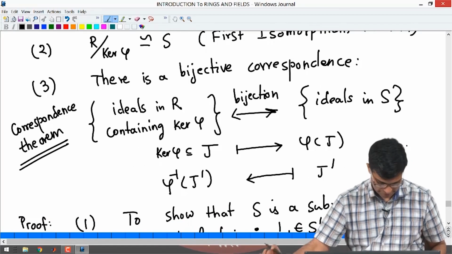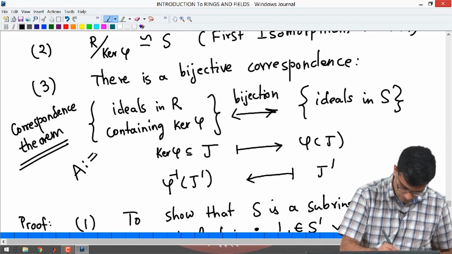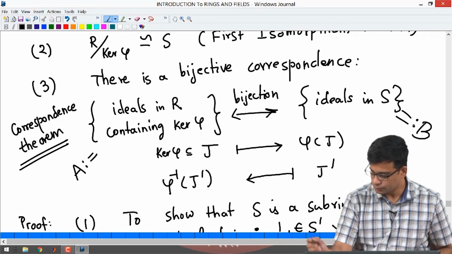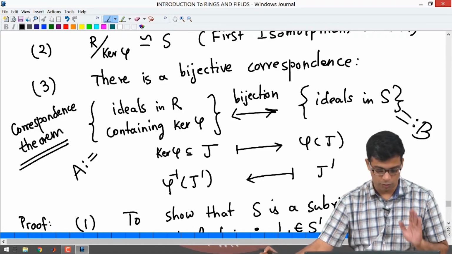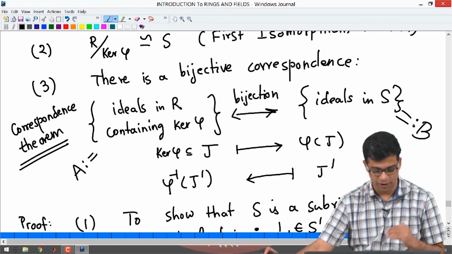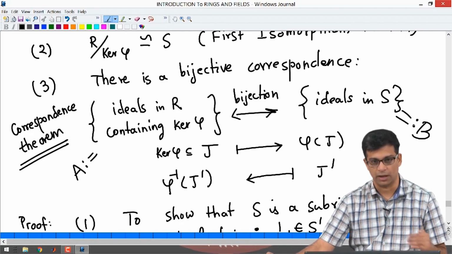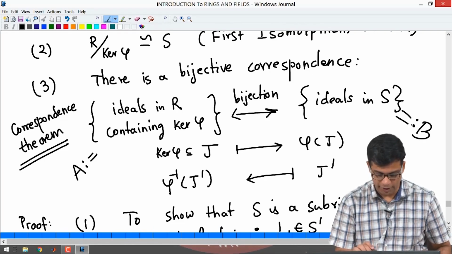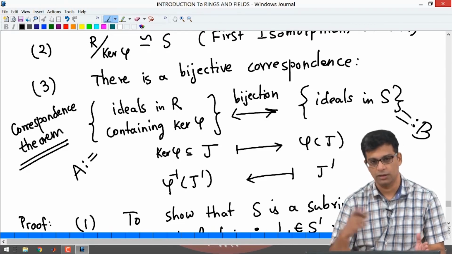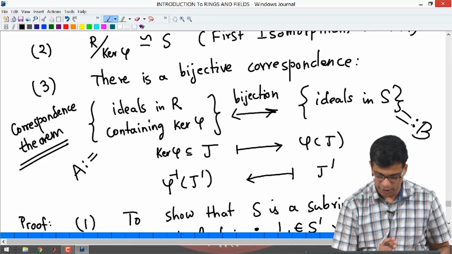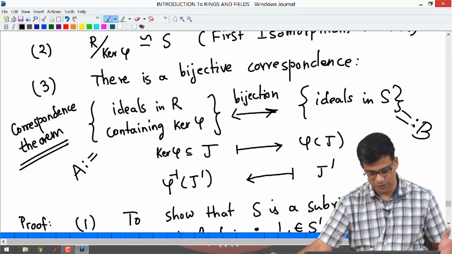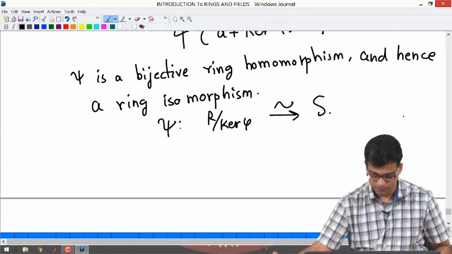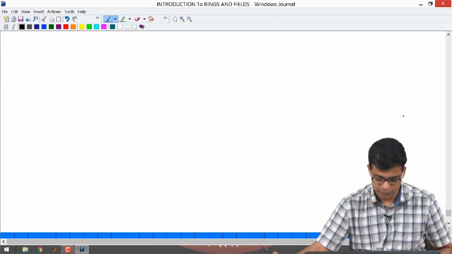So, let us maybe call these sets A and B. A is the set of ideals in R containing kernel phi, and let us say B is just all ideals of S. So, we are supposed to show that there is a bijection between A and B. We are also told what the functions are. From A to B, the function takes an ideal in R and simply maps it to its image. From B to A, the function takes an ideal in S and maps it to its inverse image, which we know is an ideal, but we have to show that it is in fact in A. Okay. So, the third part, which I will prove now.